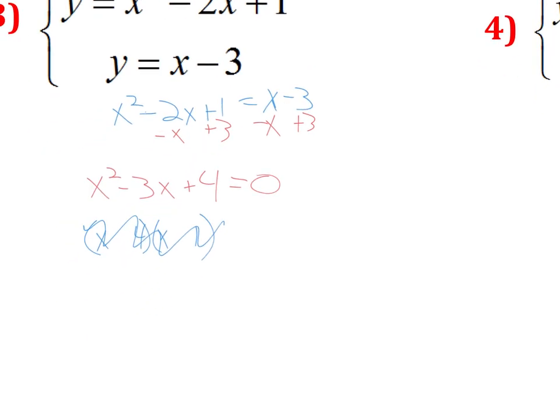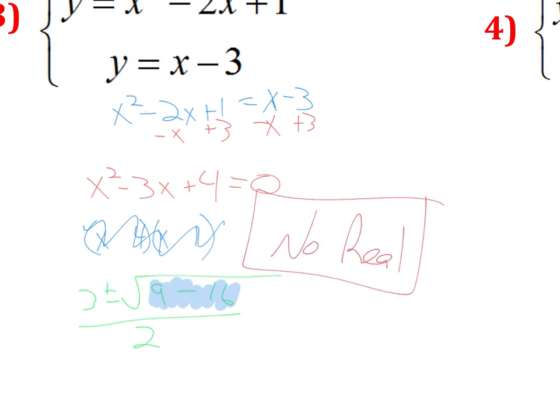So we could try completing the square or the quadratic formula. If I did the quadratic formula, that would be the opposite of b, so positive 3, plus or minus the square root of b squared, so it's 9, minus 4ac. Well, a is 1, c is 4, so 4 times 1 times 4 is 16, all over 2a. Looking at my discriminant here, 9 minus 16 gives me a negative value, so we've got no real solutions. These things will never intersect.